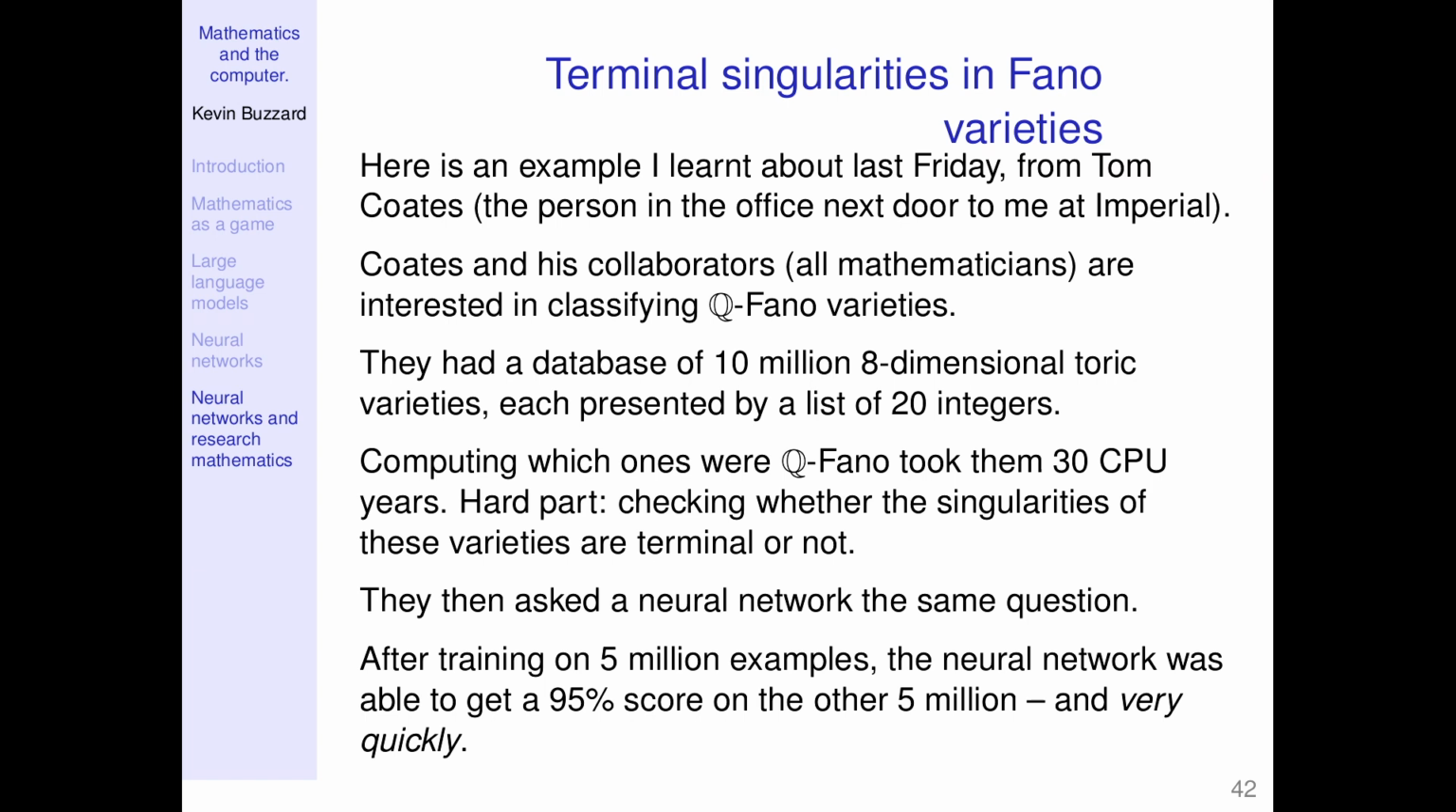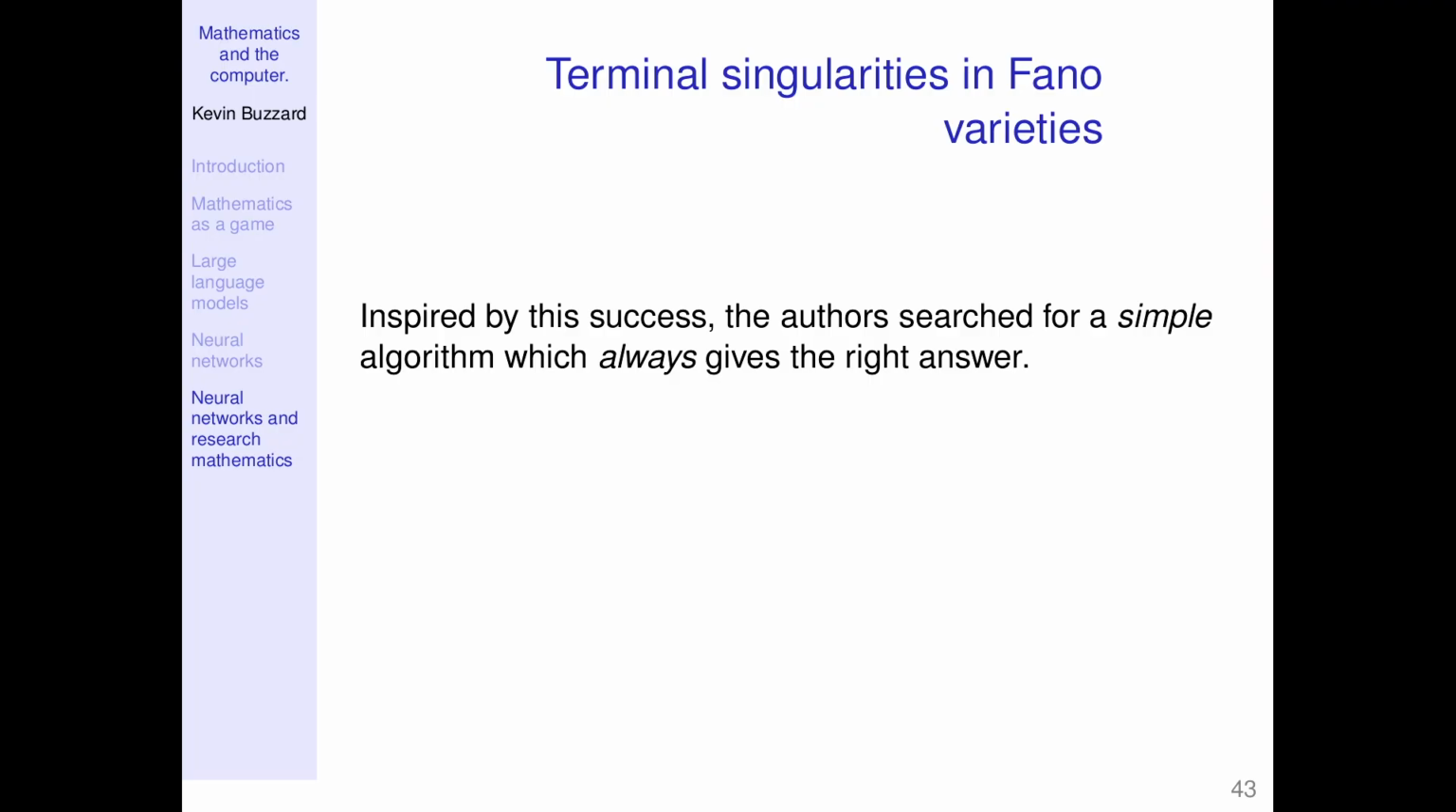You've got these 20 integers and a yes/no answer. This is telling us that there's a pattern that humans haven't spotted yet. And it's not telling you what the pattern is, but inspired by the fact that a neural network could do it, they then sat down and they found something. They just searched for a simple algorithm which always gave the right answer, and they found one.